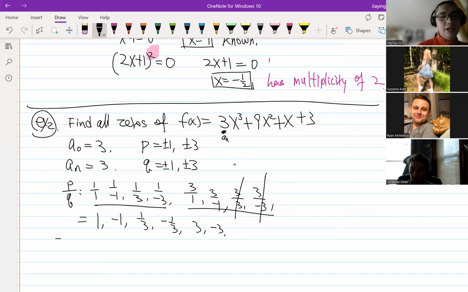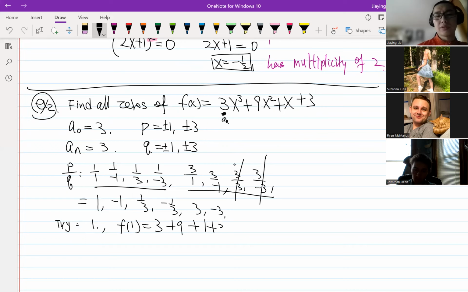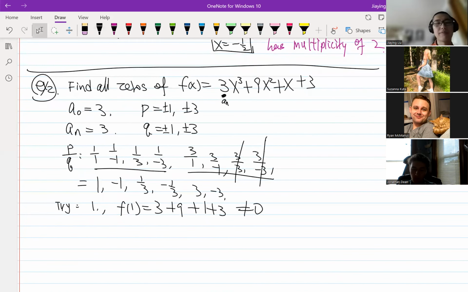So let's see, try 1. If I put 1 in there, f of 1 is going to be 3 times 1 cubed, which is 1, plus 9 times 1 squared, which is 1, plus 1 plus 3. Again, that's not going to be 0. I don't even care what it is. It's not a 0 by just quick inspection. It's going to be a positive number.